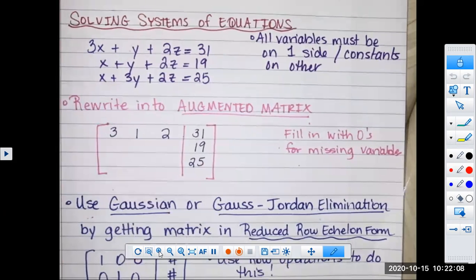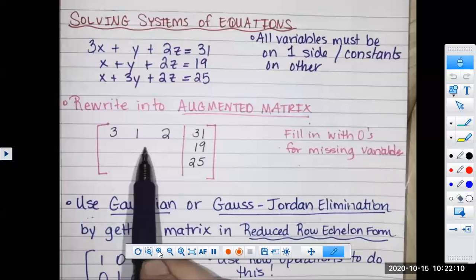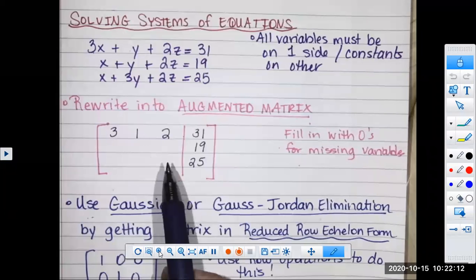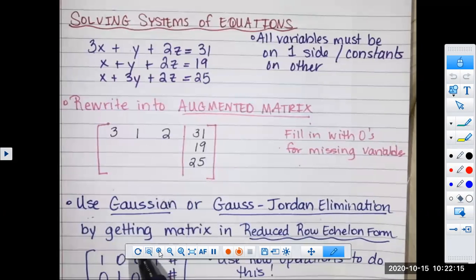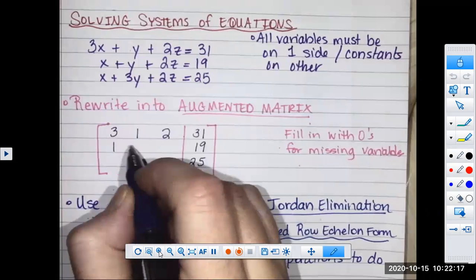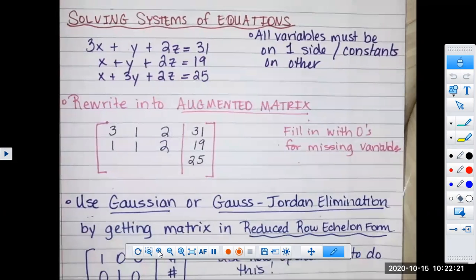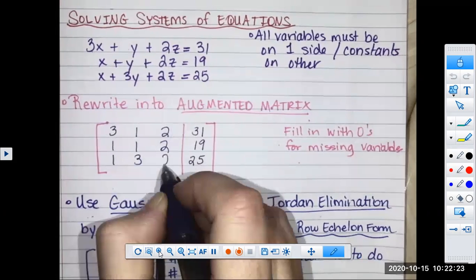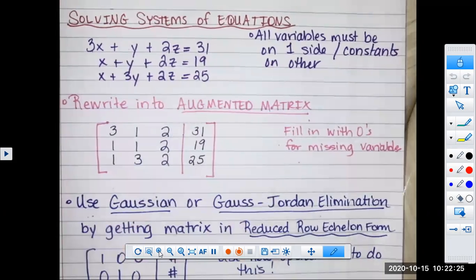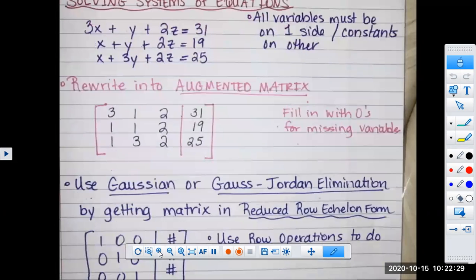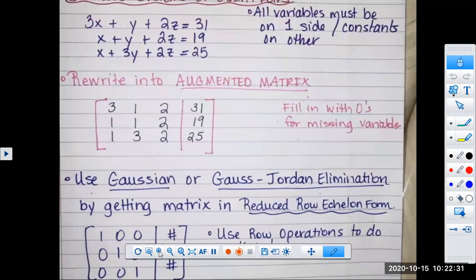Okay, tell me what row of numbers is in the second row. 1, 1, and 2. Good. And then of course 19. And what about the bottom row? 1, 3, 2. Okay, so that's the first step.